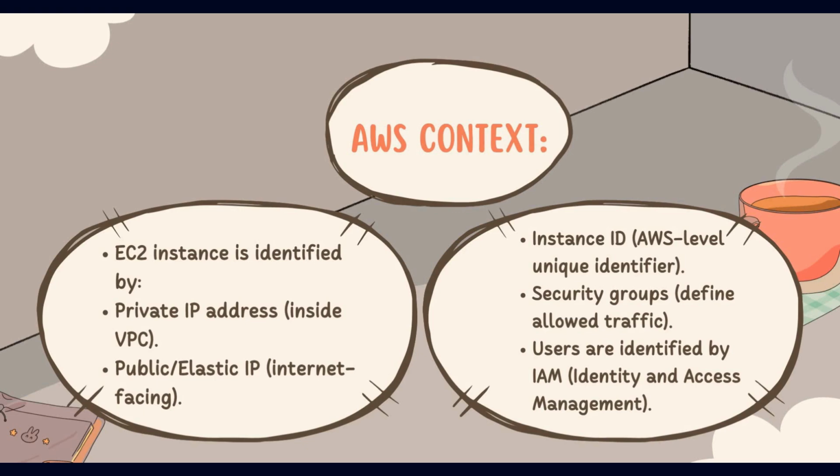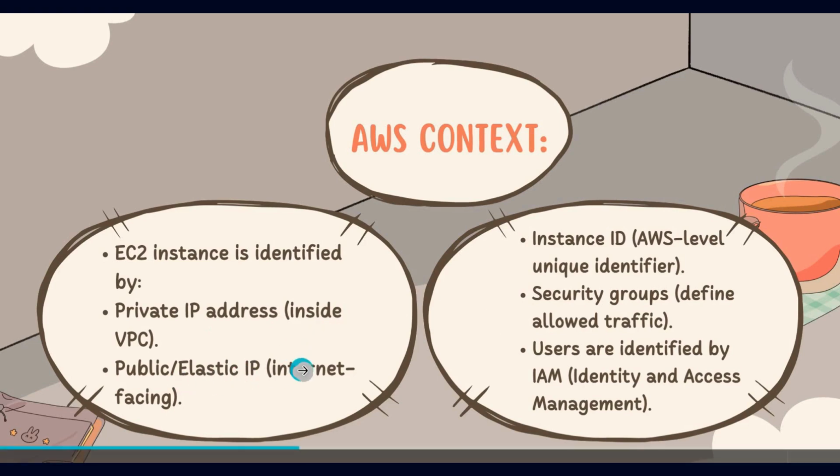So this one, you can see the same concept here. An EC2 instance is identified by private IP address and public elastic IP. So instance ID, security groups, users are identified by IAM.